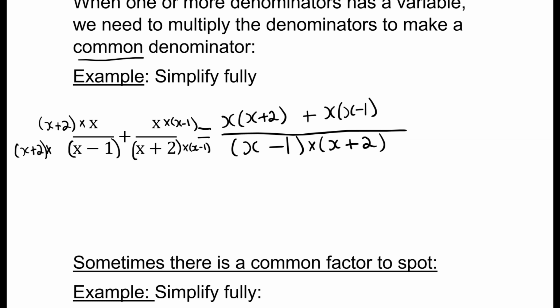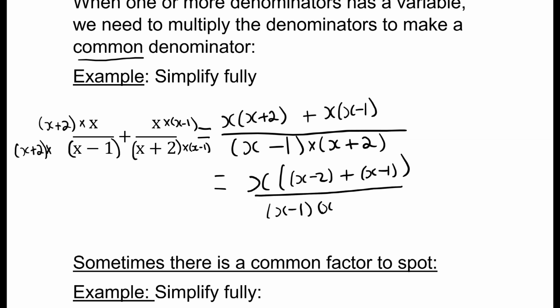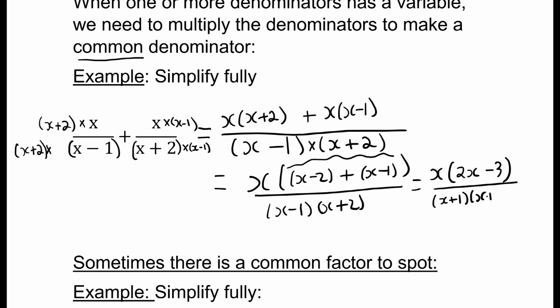We can now neaten up the top a little bit. So what we could do is take out a factor of x on the top, and then we have x plus 2 plus x minus 1. And finally, we could simplify in this second bracket in this large bracket here. So we have x bracket, x plus x is 2x, plus 2 minus 1 is plus 1, all over x minus 1, x plus 2.